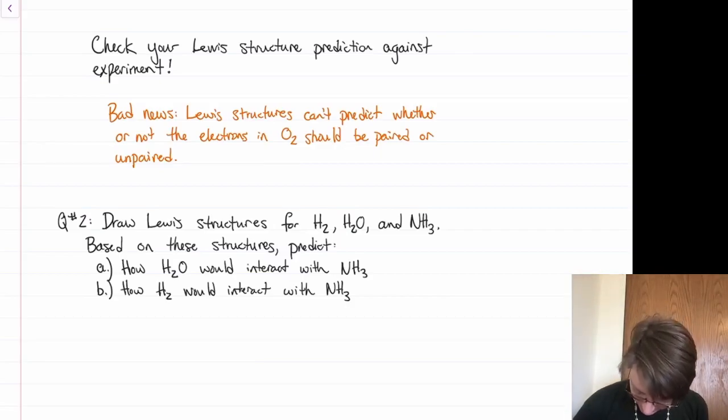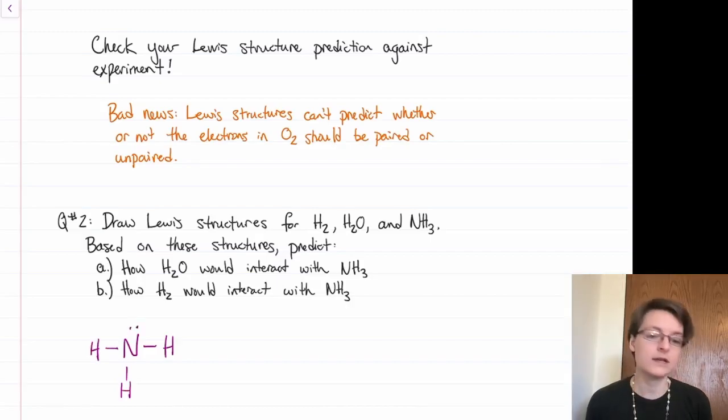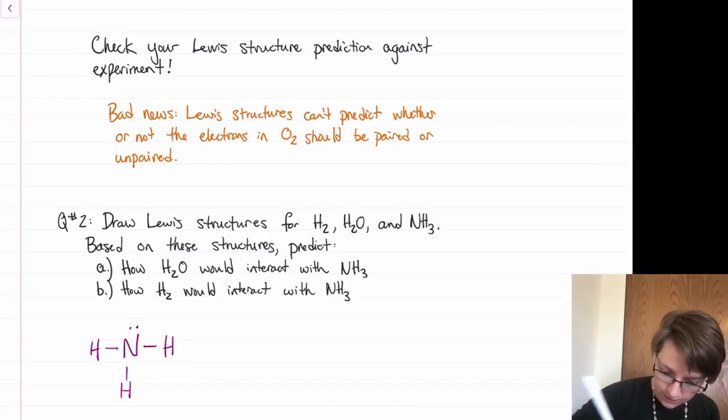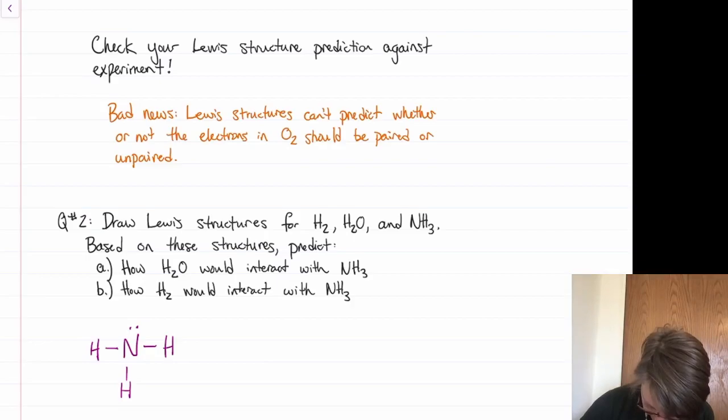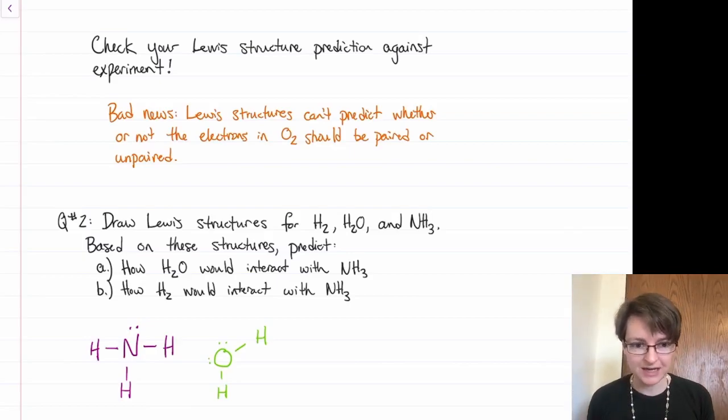All right, so for NH3, we see that our nitrogen is bound to 3 hydrogens, and in order to account for all the electrons in NH3, we need one additional lone pair. So looking at this compared to a molecule like, say, water, which has 2 hydrogens and a couple of lone pairs, Lewis structures help us understand what possible reactivity might occur between our water molecule and the ammonia molecule.